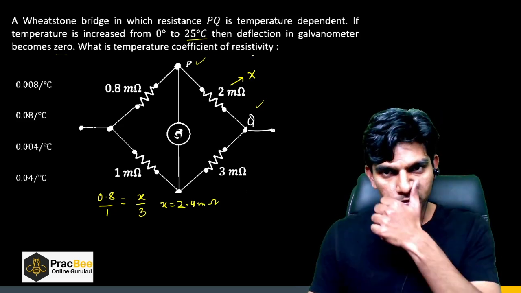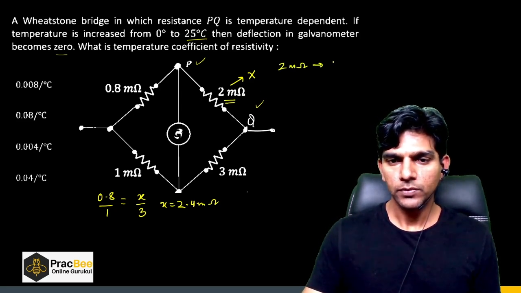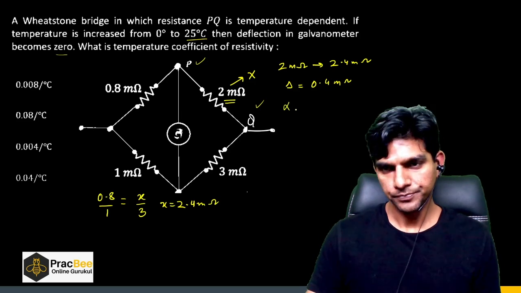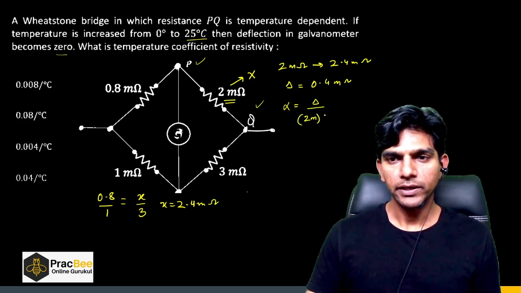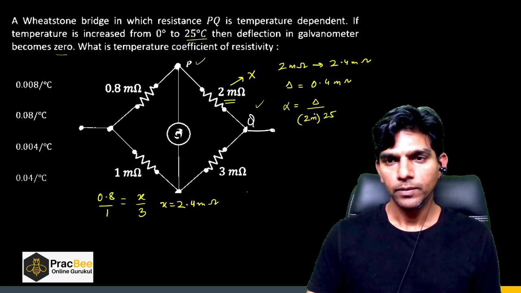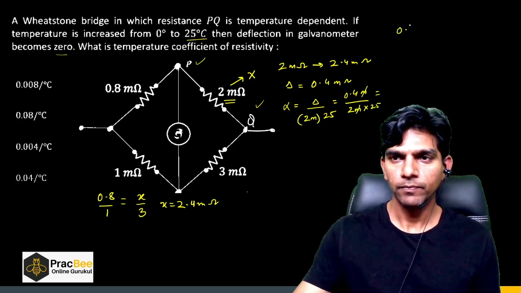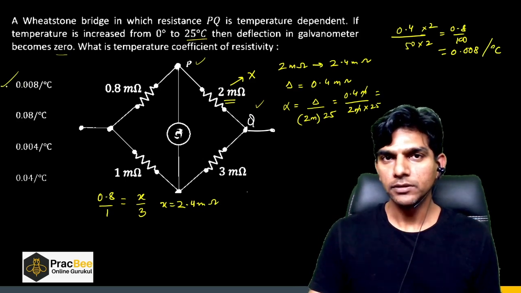And we need to find the temperature coefficient of resistivity. Now this resistance is being increased from 2 milliohms to 2.4 milliohms. So the change is 0.4 milliohm. So if we want to find the temperature coefficient, let us say that is some value alpha, it will be the change divided by the original value, that is 2 milli, divided by the increase in temperature, that is 25, right? So that should be the answer. So this change is 0.4 milli and we have 2 milli in the denominator and there is 25. So this milli will get cancelled out. So we have 0.4 divided by 50. If I multiply and divide by 2, we have 0.8 by 100, which is 0.008 per degree Celsius. So option A is the right answer.